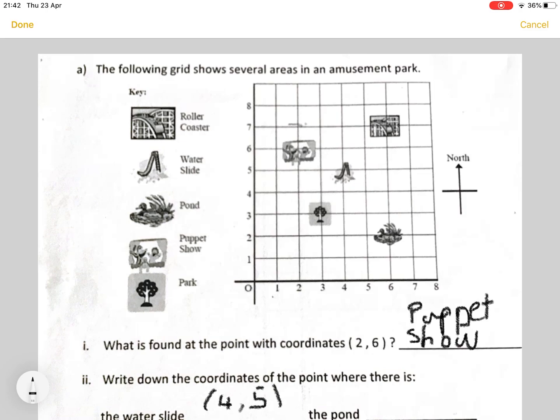The pond. To arrive at the pond, we need to move 6 units horizontally to the right. And then we move up 2 units. So the x-coordinate, the horizontal movement, is 6. And the vertical movement is 2. The y-coordinate is 2. So the coordinates of the point are 6, 2.